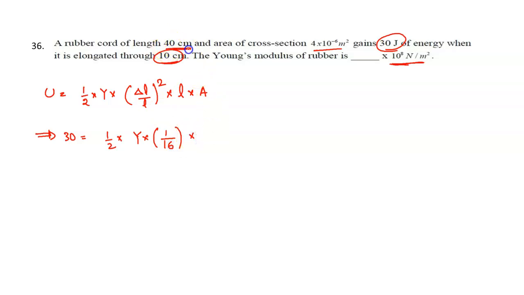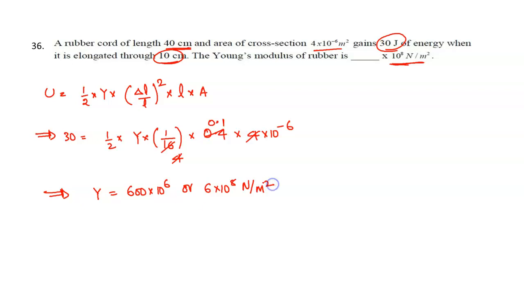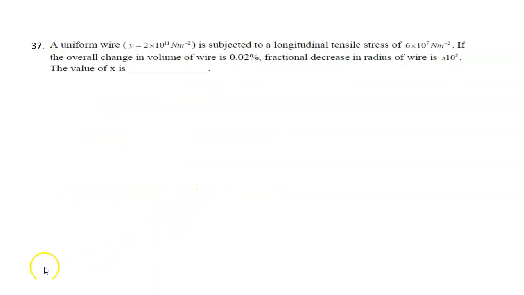L is given here in centimeters, so this will be 0.4 meters into area of cross section is given in meters square. Directly substitute it. So this will be 4 times, this will be 0.1 times. So you can see here, Y will be equals to 600 into 10 power 6, or we want it in terms of 10 power 8, so this will be 6 into 10 power 8 Newton per meter square. Let us see the next question.